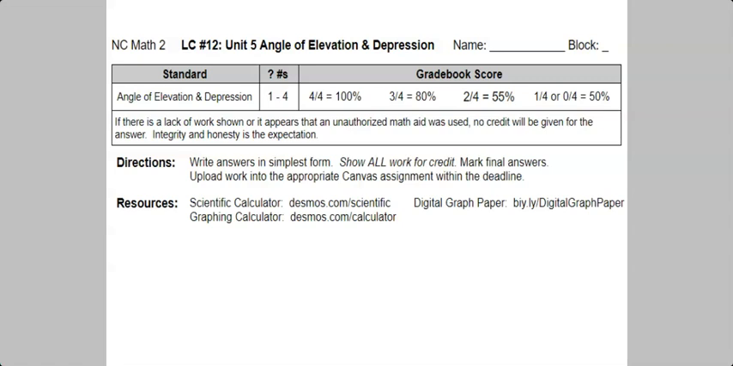Alright folks, this is your test corrections for LearnCheck number 12. We're looking at angle of elevation and depression.